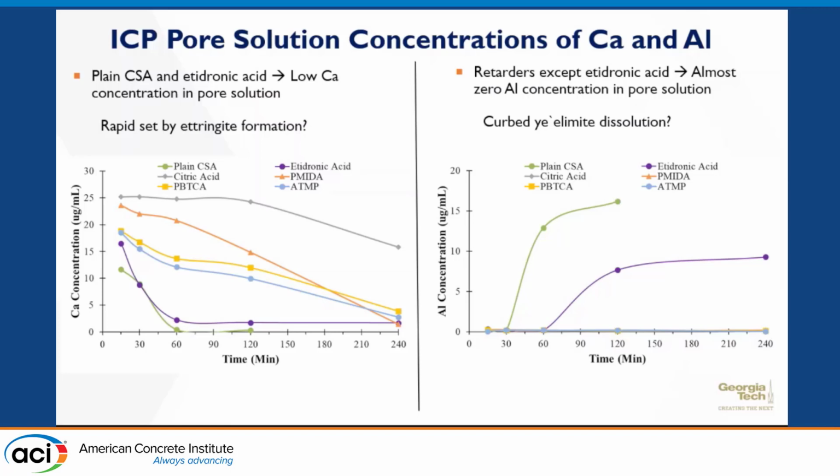On the figure on the right, we have the aluminum concentration on the y-axis and time on the x-axis. Again, we see aluminum concentration increase only in plain CSA, which means no retarder in this case, and in ethyluronic acid. Our current hypothesis for this is that aluminite dissolution is essentially diminished here.